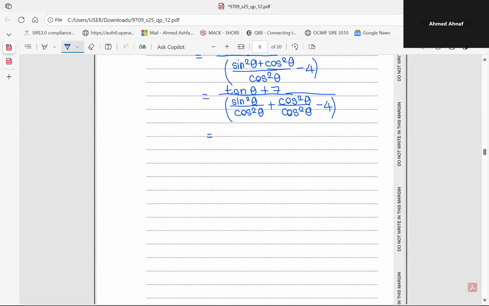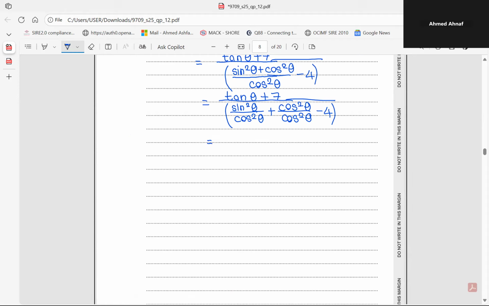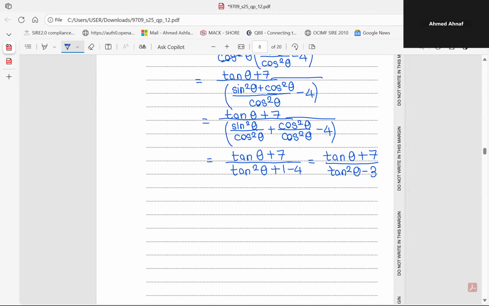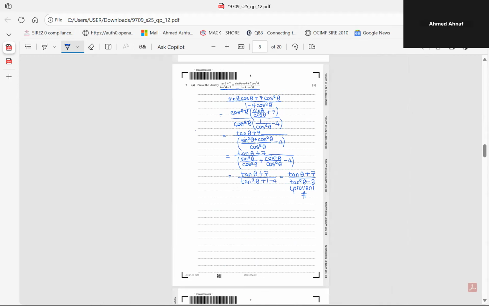Okay, so simplifying all that, sine square over cosine square theta, you would obviously get tangent square theta. So this would be tangent square theta, and cosine square over cosine square, that's plus 1 minus 4. Simplifying all this, you would get tangent theta plus 7 over tangent square theta minus 3. Yep, so this is our final answer. We have proven the identity. So let's head on to the next part.